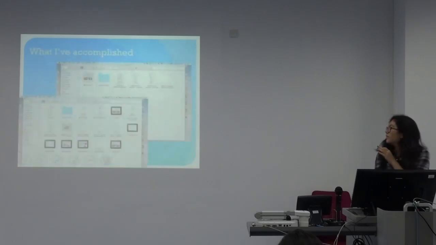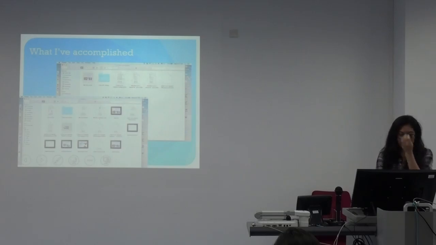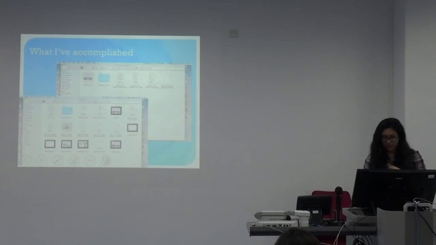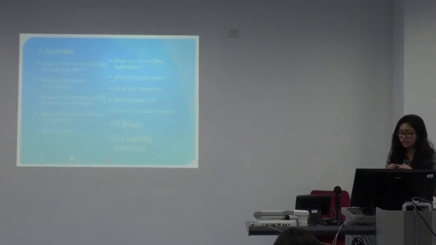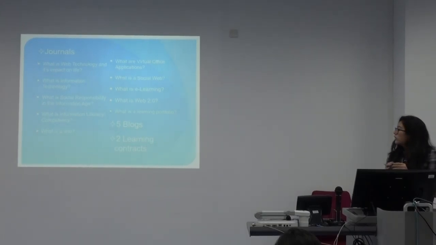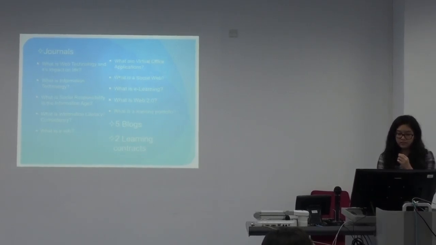Here are some screenshots, and this is already the fixed version. Before, my laptop was a mess, and after this, it's clean again. And here are the journals. We have 10 journals to do, and here's a list of what I've done, and the 5 blogs, and we also all accomplished the 2 learning contracts.